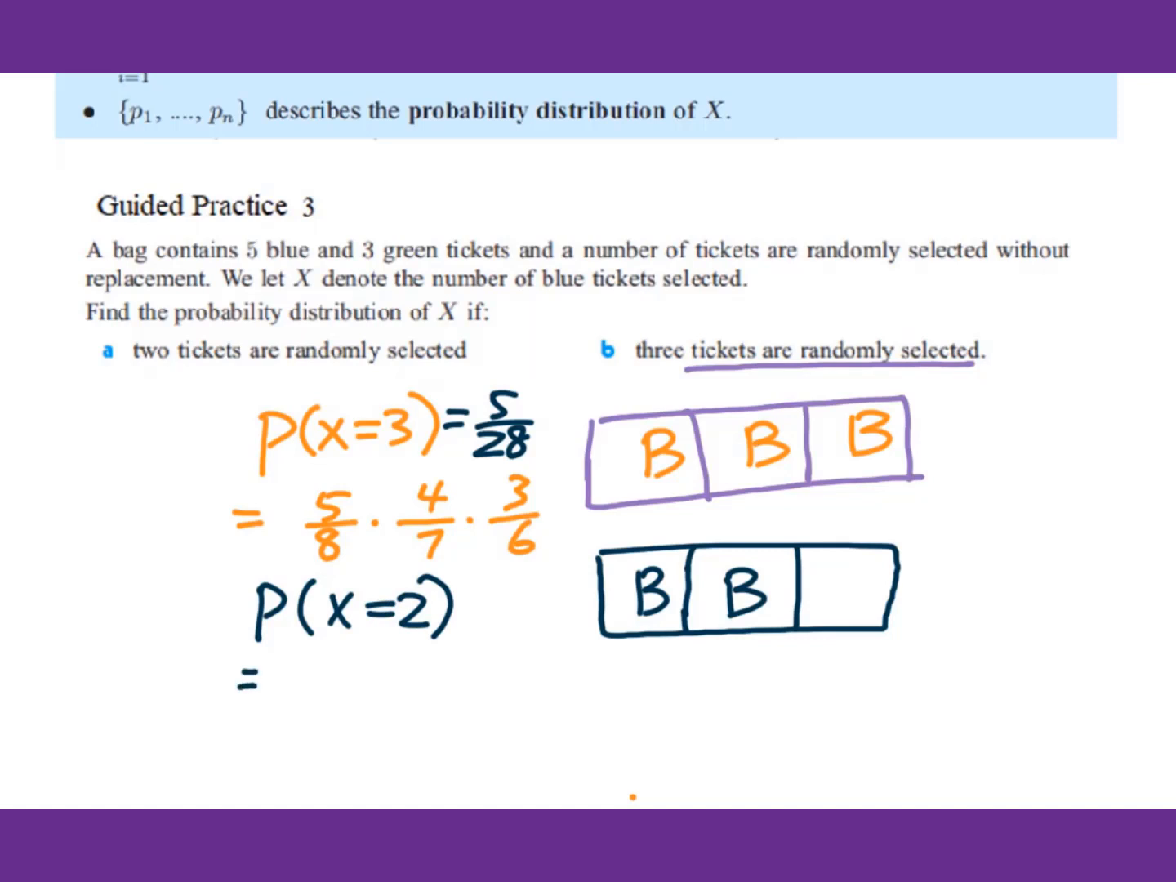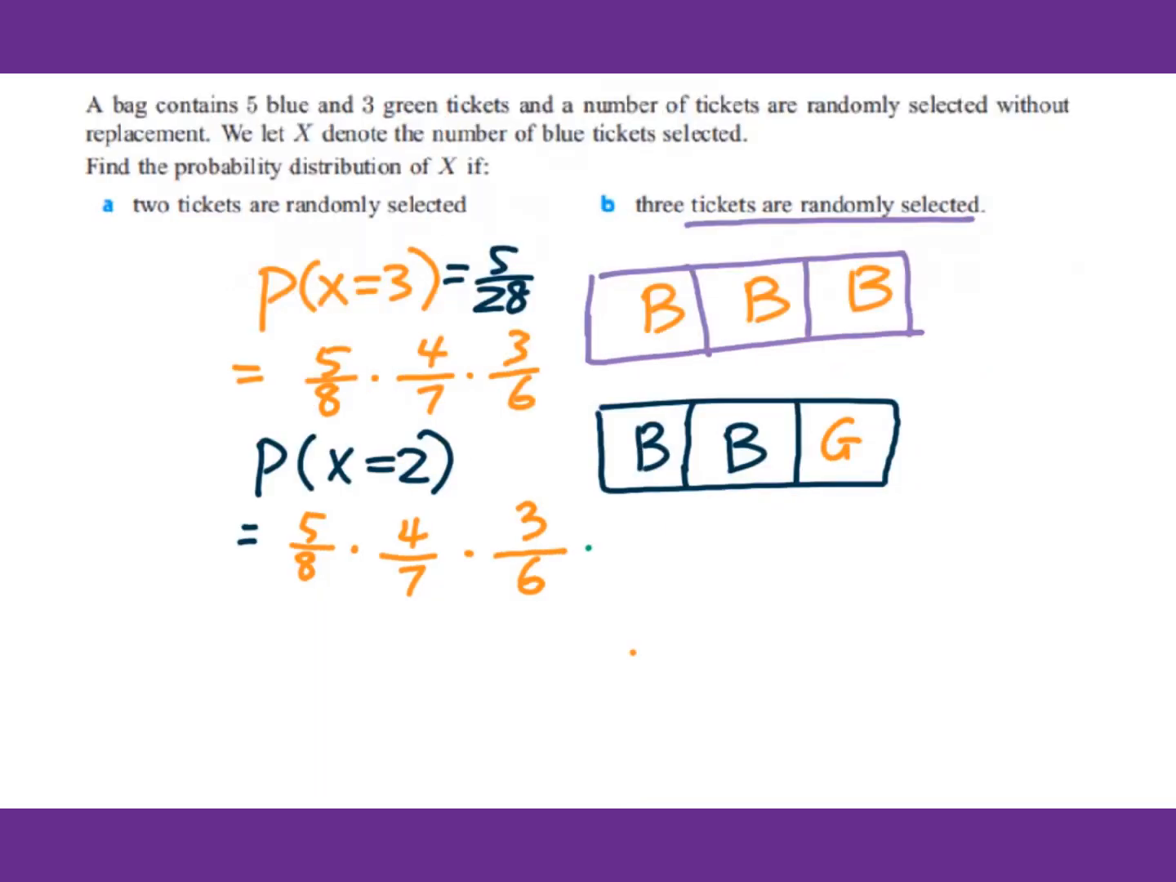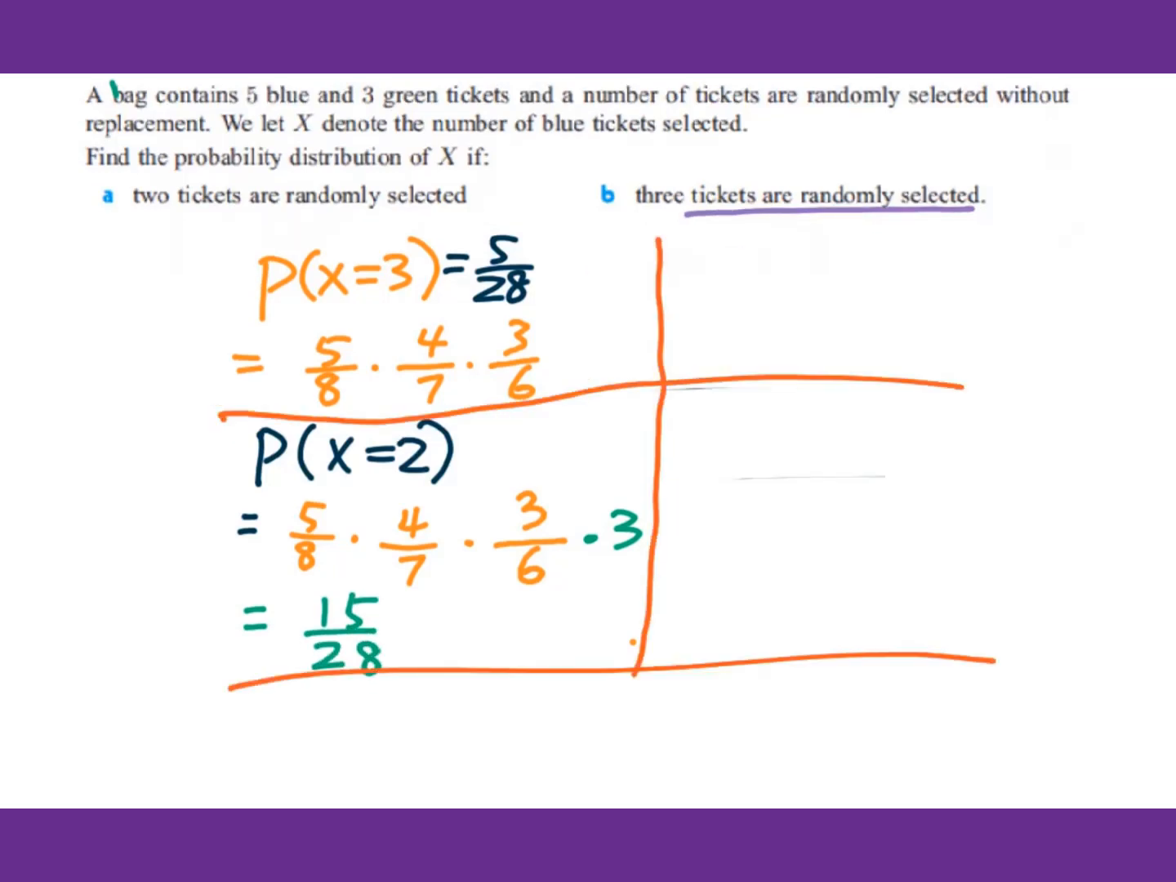For the 2 blue, you will get 5/8 times 4/7. Then times green will be 3/6. This will be green. Then how many situations you have? It will be multiplied by 3. Therefore, your answer will be 15/28. Then probability when x equals 1 means we only have 1 blue.